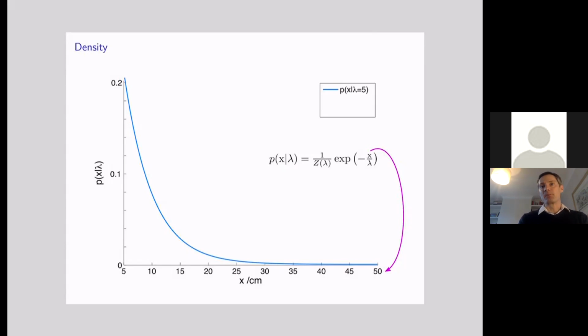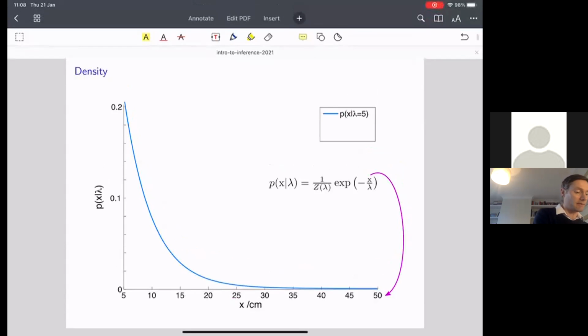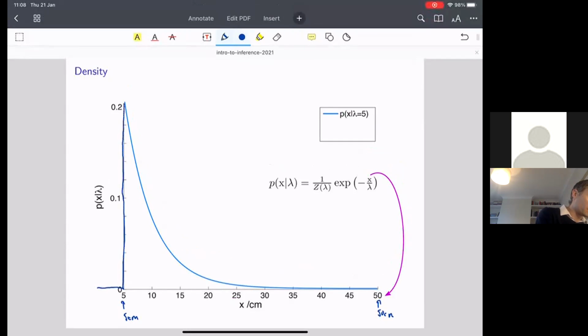So let's pick a particular decay constant. I've picked lambda equal to 5 centimeters here, and I've plotted the model with that particular decay constant in. And I plotted it between, if you look at the bottom axis here, 5 centimeters and the end of the detector at 50 centimeters. Of course, outside this range, the probability of observing any data is 0. I could have extended this out, but we're not allowed to see data outside of this region because the detector doesn't extend there. So this is our model for lambda equal to 5.